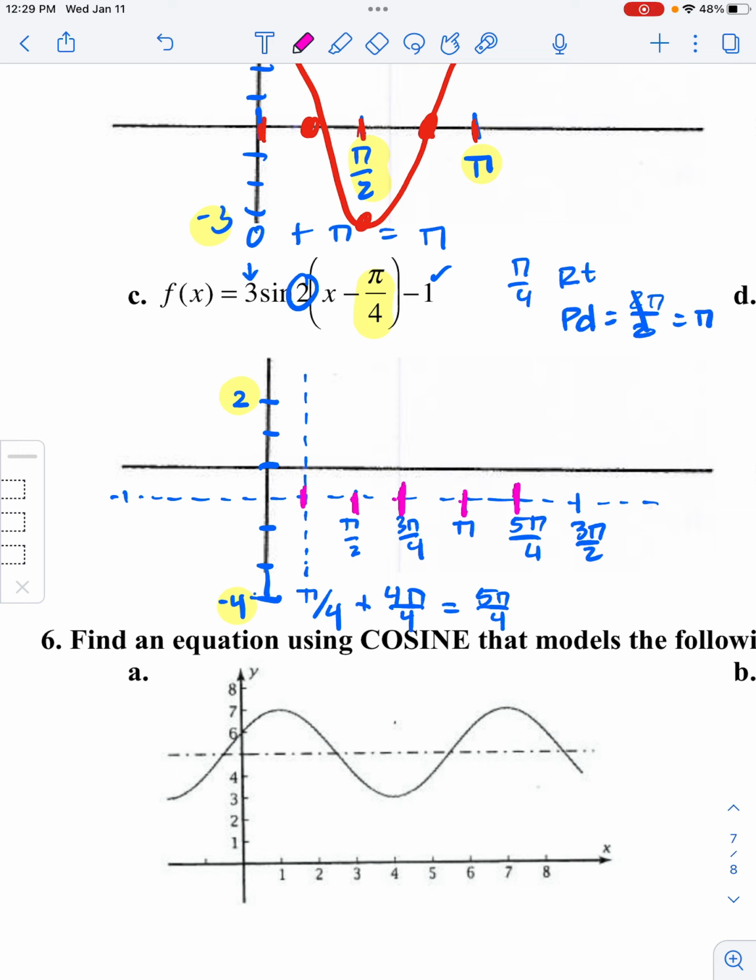This is a positive sine graph. So 0, high, 0, low, 0. So my 0 is at the first spot. My high, which goes 3 up from there, is at that second spot.